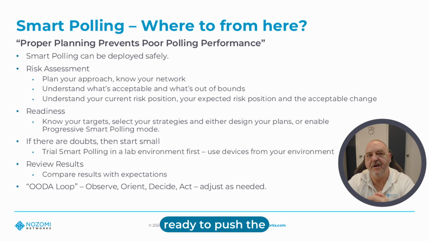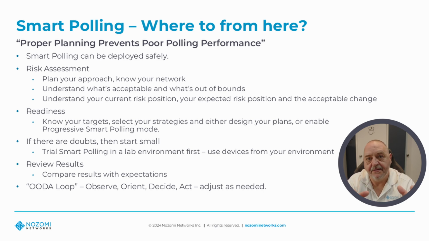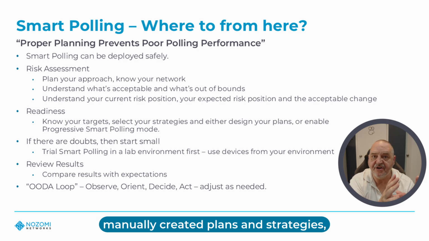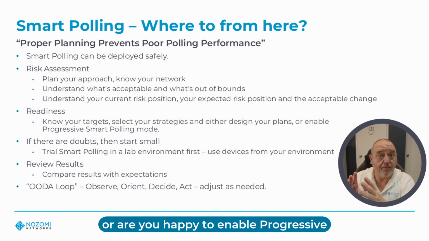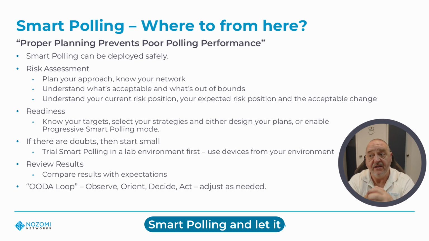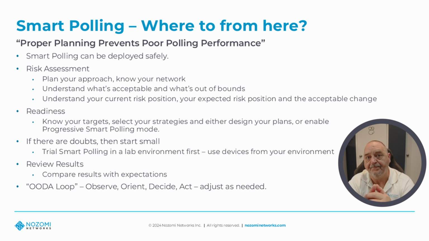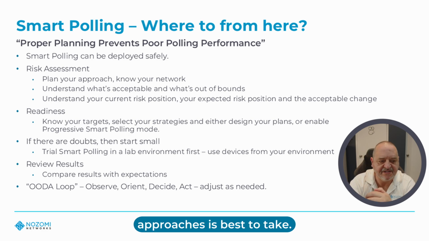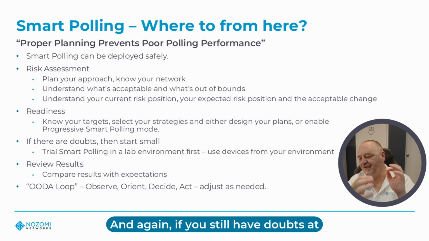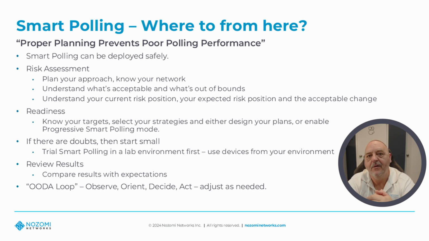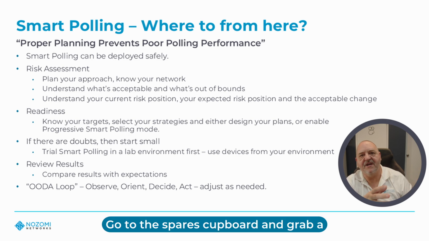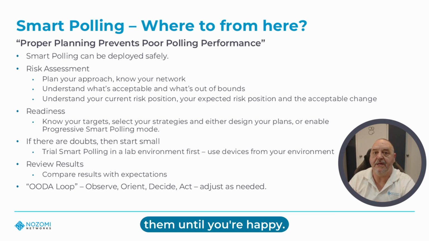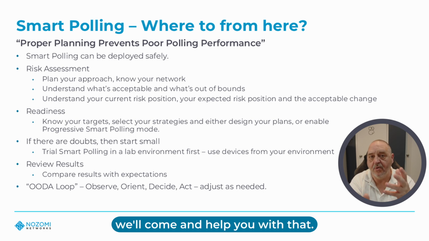When you reach that point where you're ready to push the button, know your targets. You need to know, are you going to deploy manually created plans and strategies, or are you happy to enable progressive smart polling and let it create the plans and strategies? Your risk assessment will help you determine which of these two approaches is best to take. And again, if you still have doubts at this point, start small. Go to the spares cupboard and grab a handful of devices and set them up in the lab and smart poll them until you're happy. And again, if you need help, ask us. We'll come and help you with that.